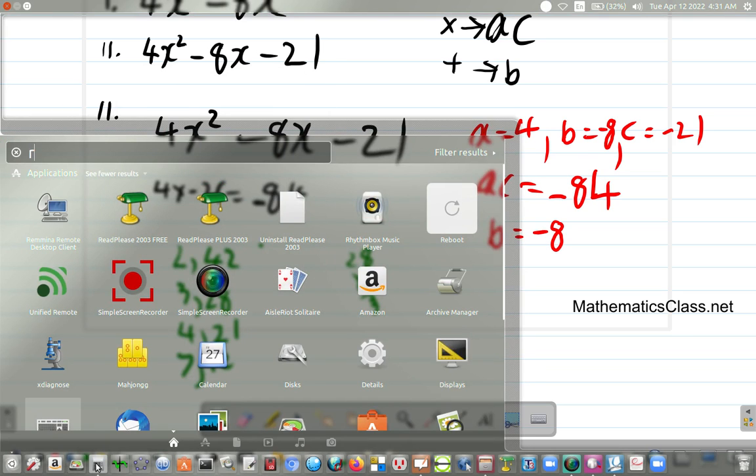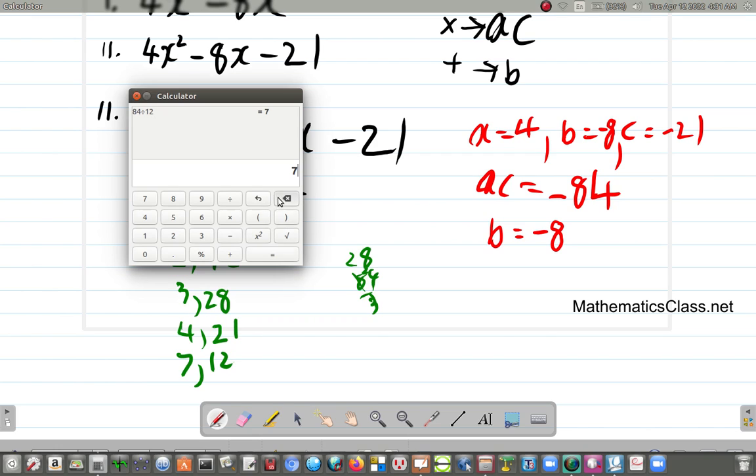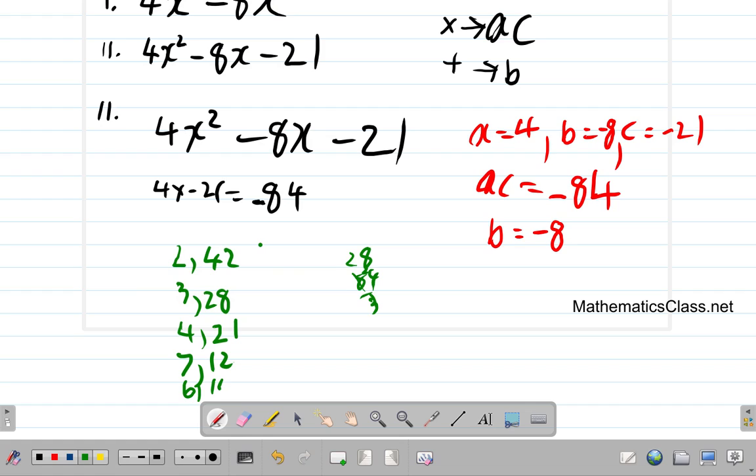What about 14? Can that work? 84 over 14 is 6. So 14 and 6. We have 6 and we have 14. Alright. Let's consider those for now.